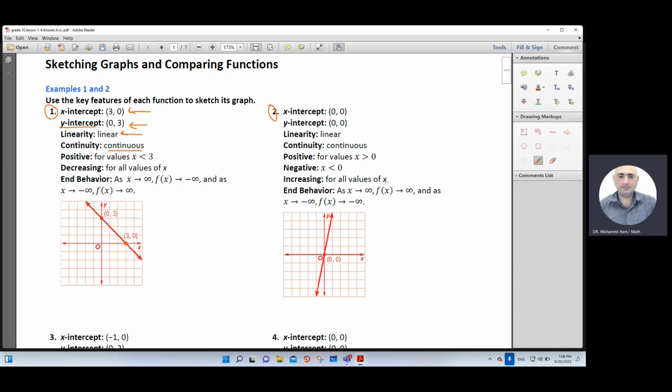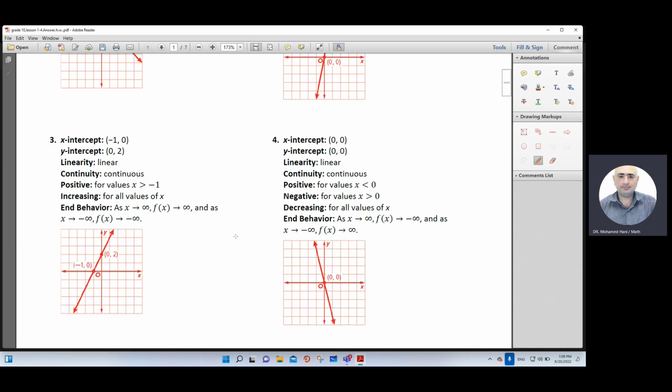Increasing for all values of x. And end behavior: if x approaches infinity, f(x) approaches infinity, and when x approaches negative infinity, f(x) approaches negative infinity. Done? Right. For number 3, the same idea.